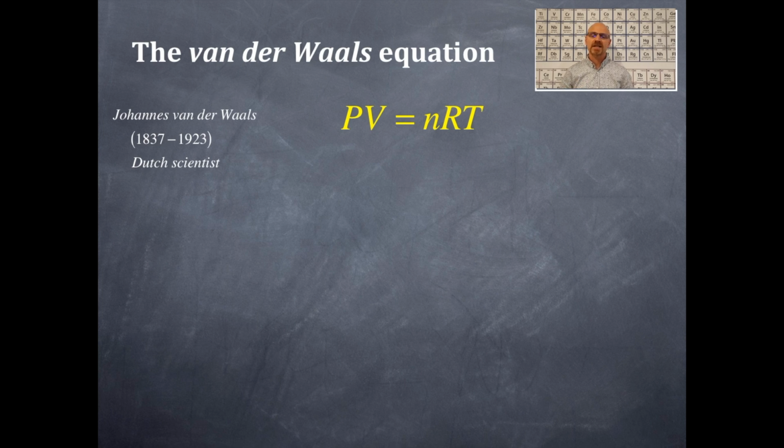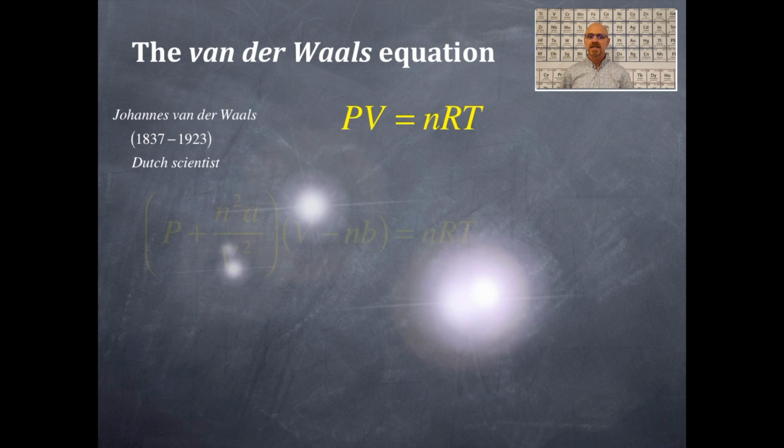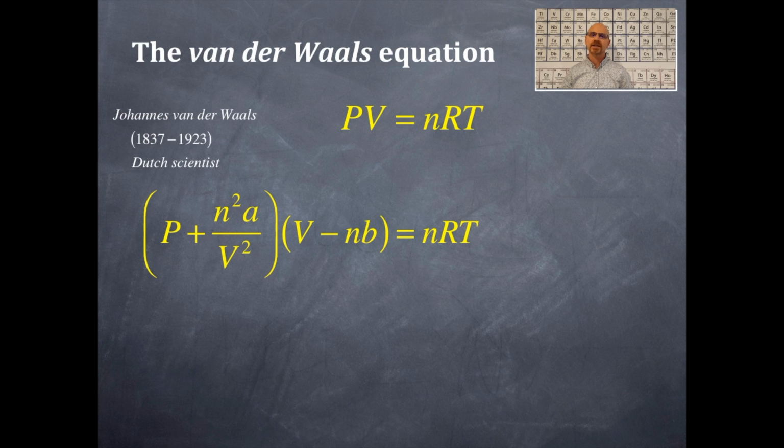The left-hand side of this equation is going to change, but the right-hand side, the nRT, the number of moles, the gas constant, and the temperature, are going to remain the same. So the right-hand side is going to be unchanged. The left-hand side we are going to change. This is the van der Waals equation here.